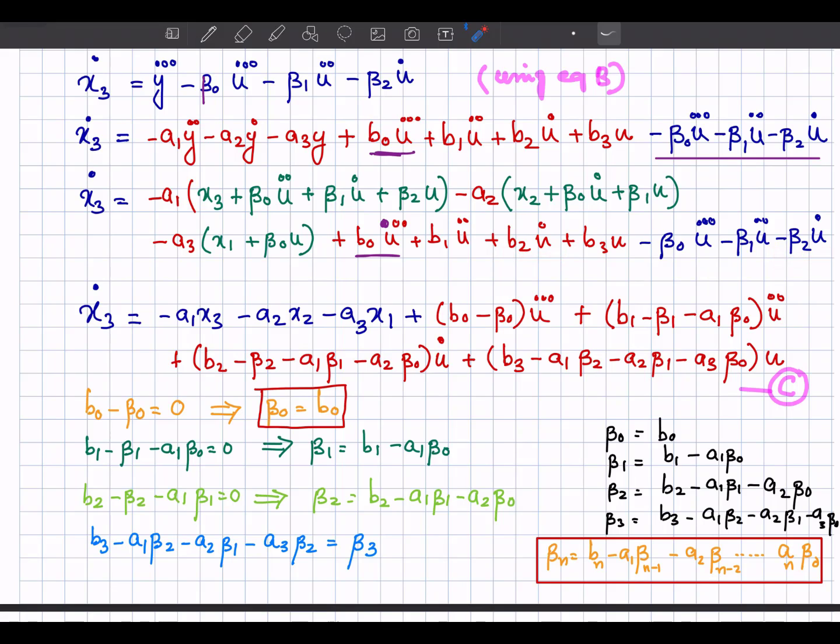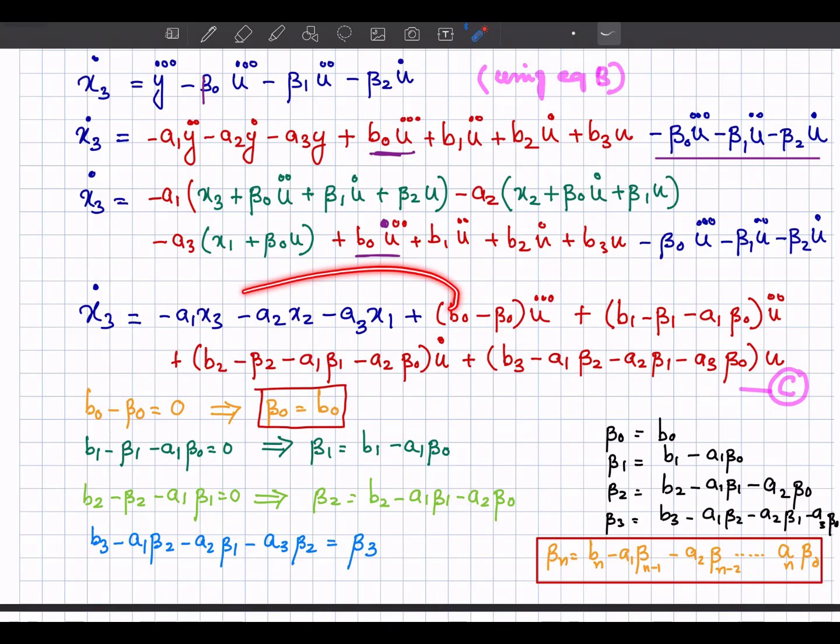So collecting all of these terms for the u dot, and similarly collecting the terms for the u, we can write down this equation like this. Now, to make the derivative of the forcing function 0, we will have to select beta naught, beta 1 and beta 2 in such a way that the coefficient with the u triple dot should be 0.